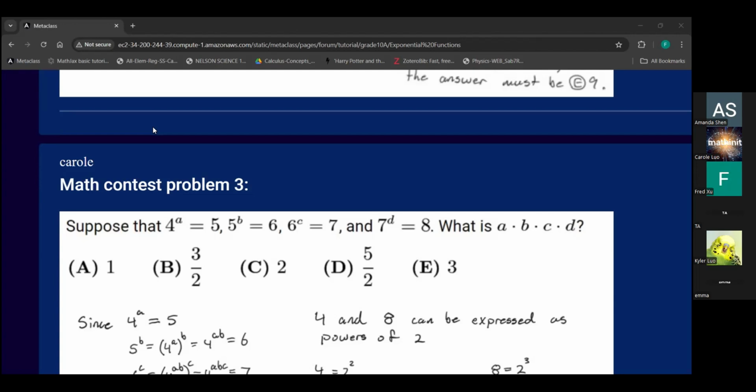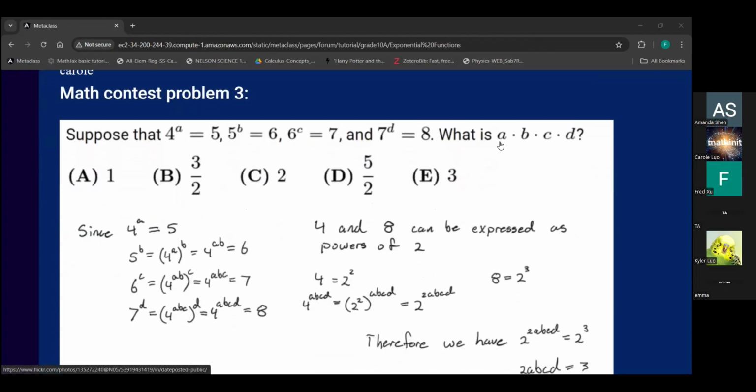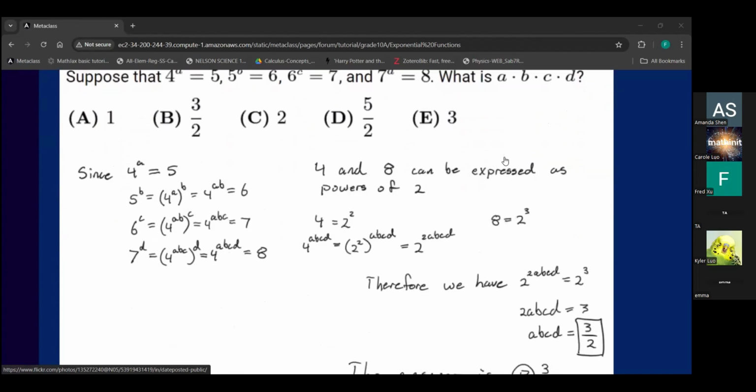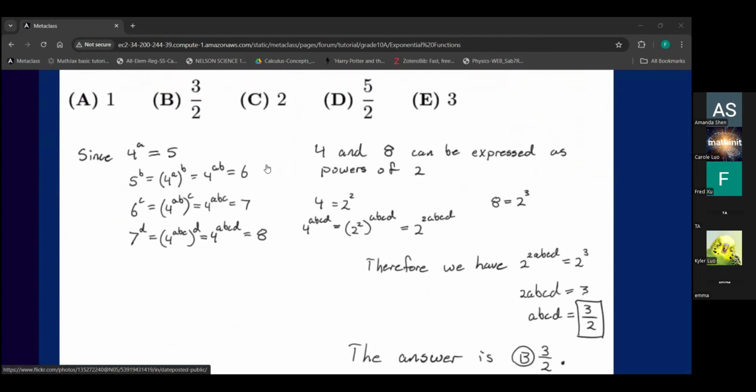All right. So the question is, suppose that 4 to the power of A is equal to 5, 5 to the power of B is equal to 6, 6 to the power of C is equal to 7, and 7 to the power of D is equal to 8. And they're asking for the product of A times B times C times D. As you can see here, the answer is B.